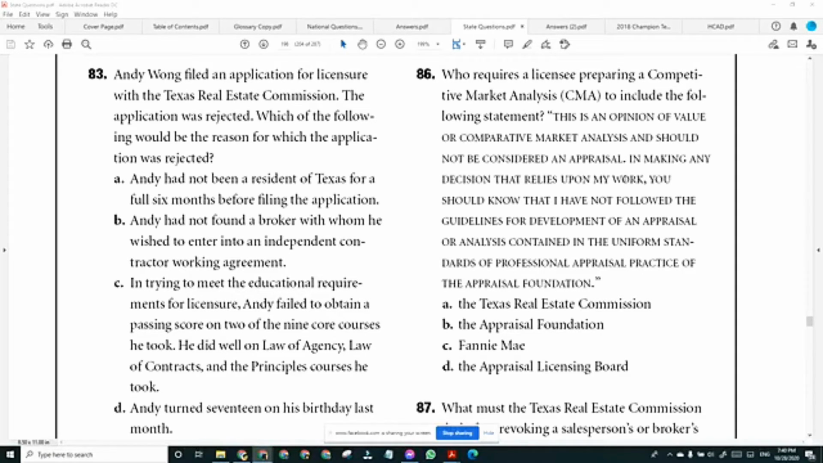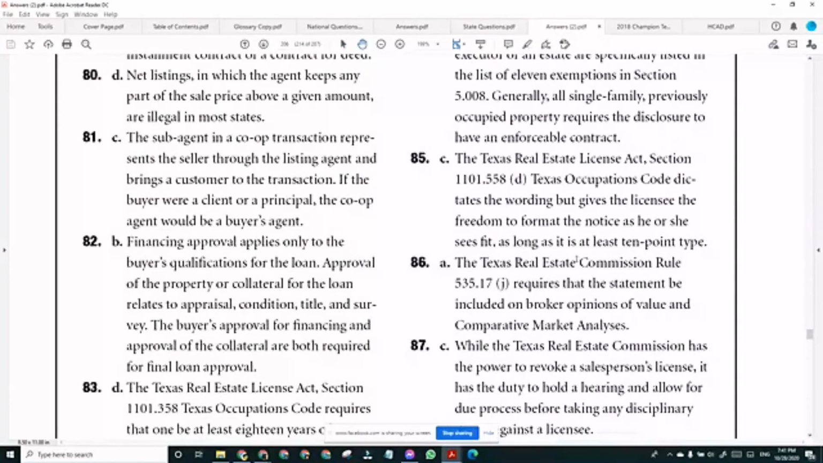Okay, so who is it that requires license preparing that? A, the Texas Real Estate Commission, B, the Appraisal Foundation, C, Fannie Mae, or D, the Appraisal Licensing Board. Okay, 86A. Okay, any other takers? 86A. So we're going to shift to exam number 3.